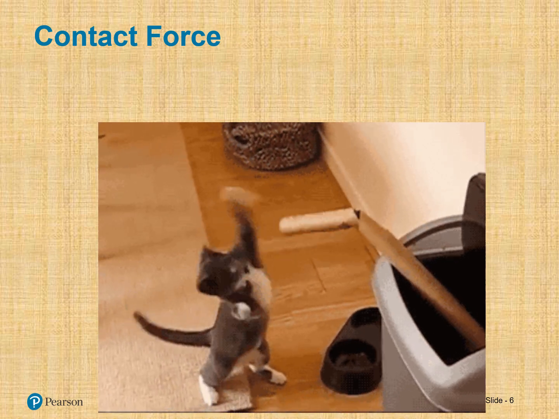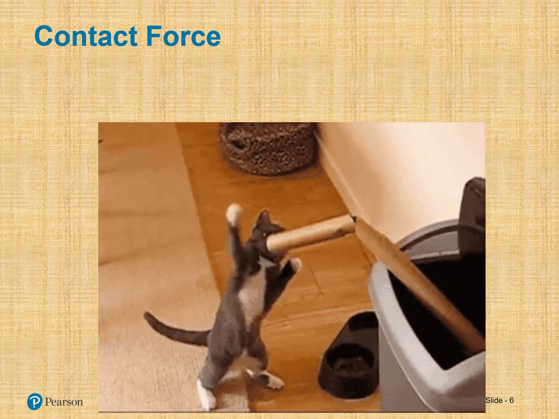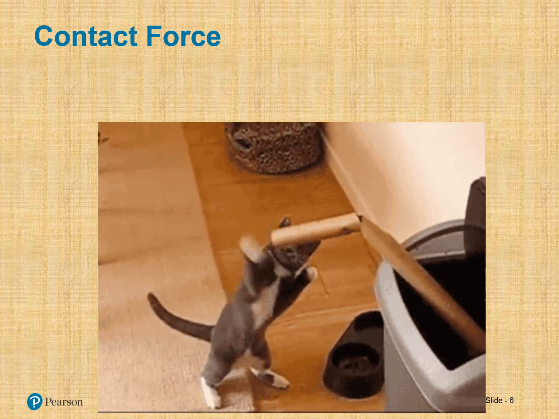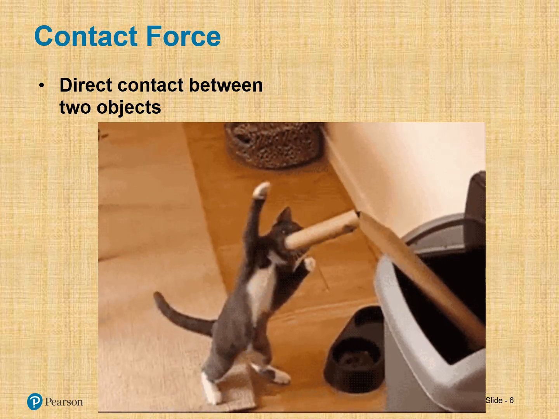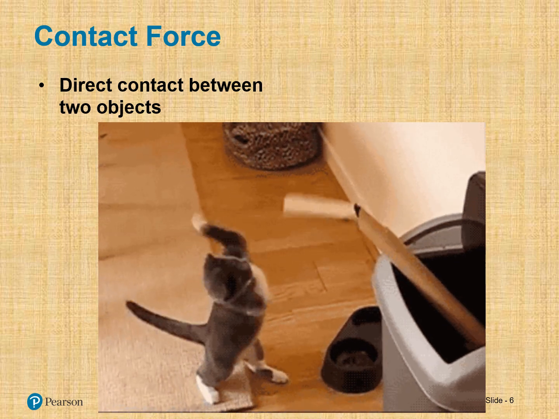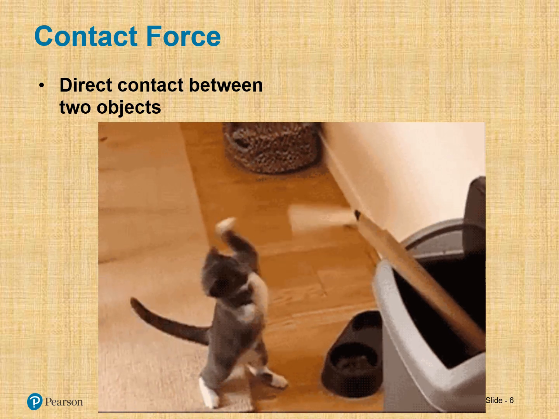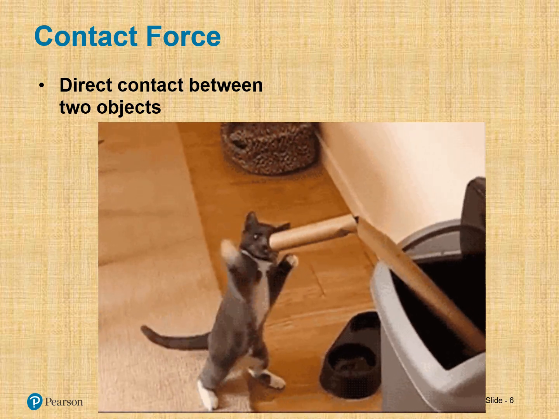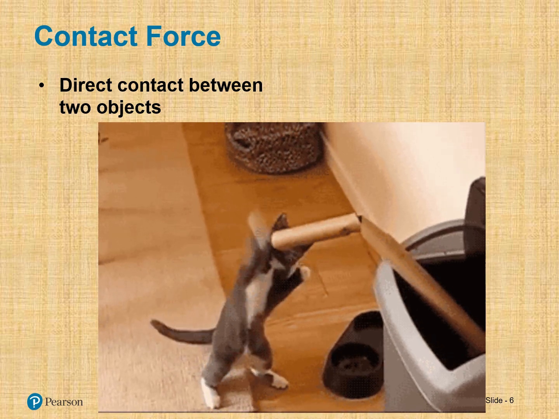The next force is a contact force, and you can pretty much look at the image of the Giphy and determine what a contact force is. It's direct contact between two objects, the cat's paw and the little piece of cardboard that was put in the garbage can. Okay, the cat is really having a ball with that. But when his paw comes into contact with that cardboard, that is a contact force.